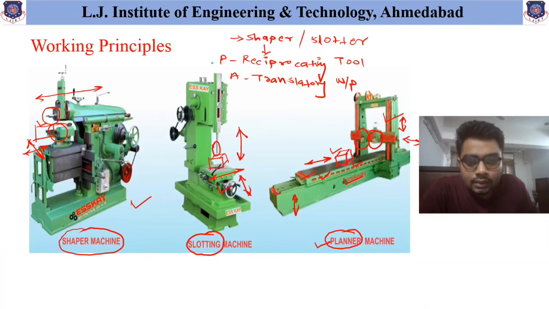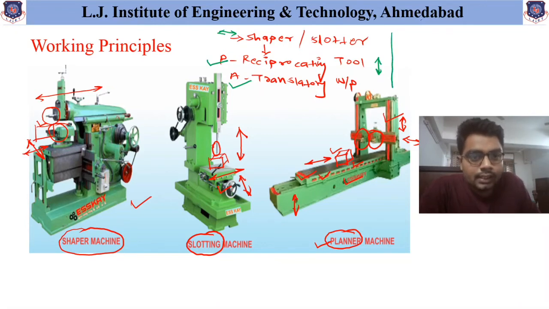Over here, the primary motion is the reciprocating movement of the tool, and the auxiliary motion is the translatory movement of the workpiece. But in the case of the slotter machine, the movement given is in the vertical direction, whereas in the case of the shaper machine, the reciprocating movement of the tool is given in the horizontal direction. Other than this, the movement required in the case of primary and auxiliary motion is the same.